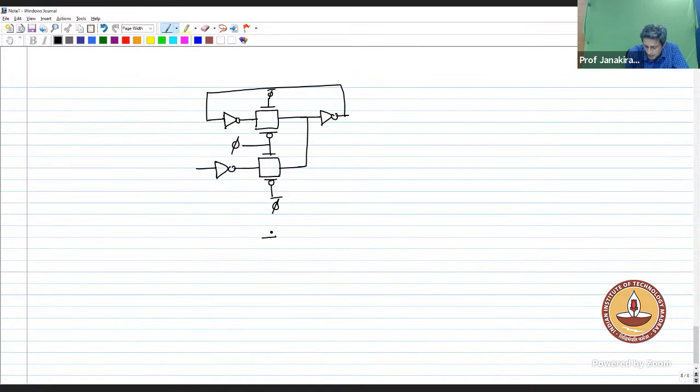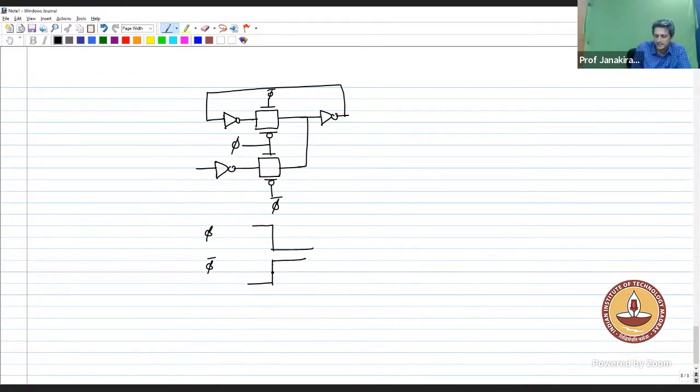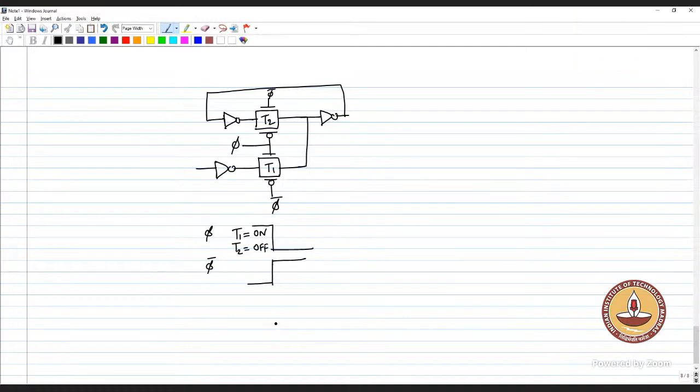was ideal, if this phi went like this, or the phi went exactly like this, which implies phi bar happened to be exactly the opposite. Then what will happen is, instantaneously, let me call this transmission gate T1, T2. So here, when phi equal to 1 and phi bar equal to 0, T1 equal to on, T2 equal to off, correct?